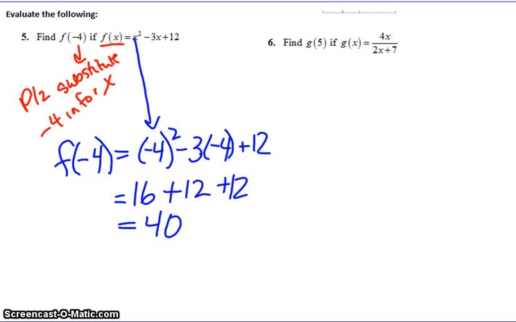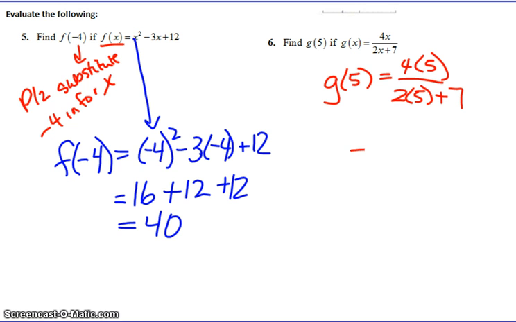Now let's look over here. So we're going to do the same problem, g of 5. 4 times 5, and then 2 times the 5 plus 7. My numerator would be 20. My denominator is 17, because 2 times 5 is 10 plus the 7. That would be my answer. That's what g of 5 is.